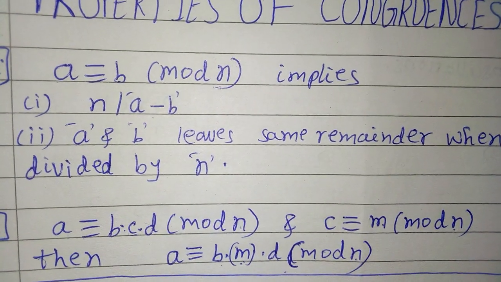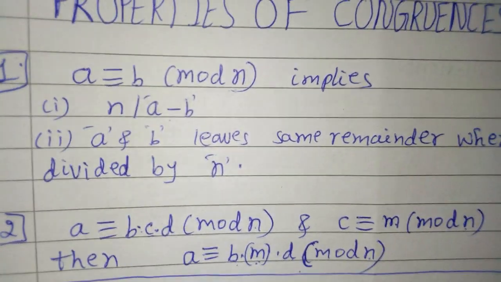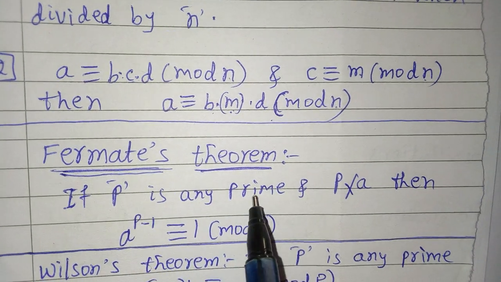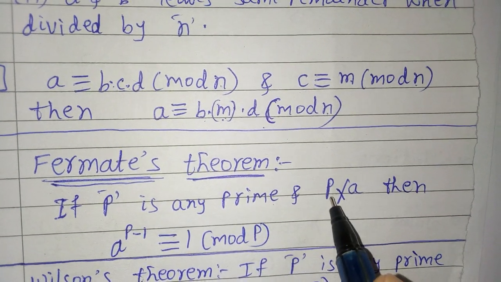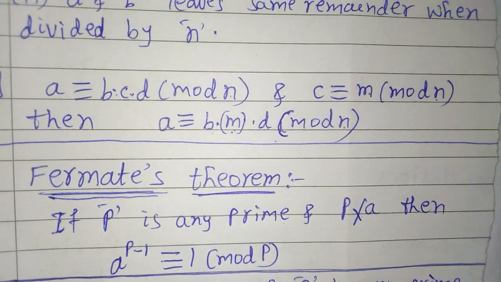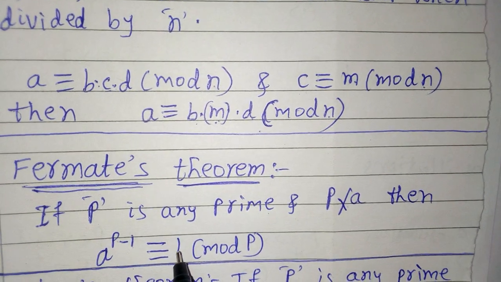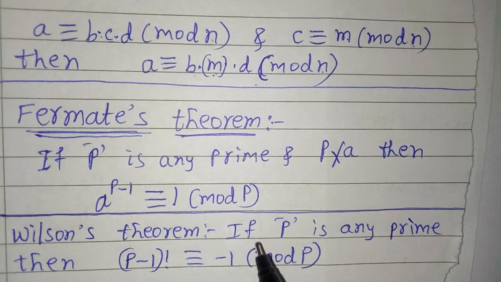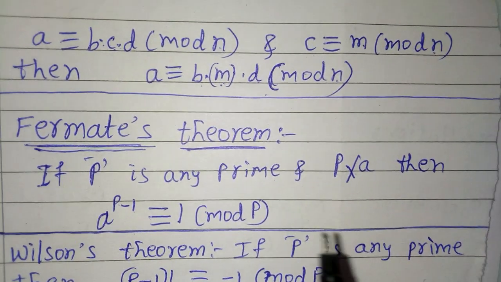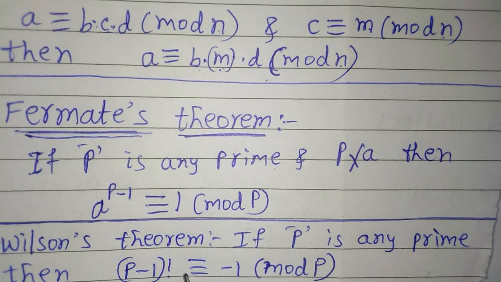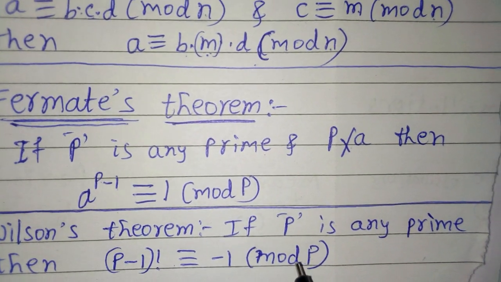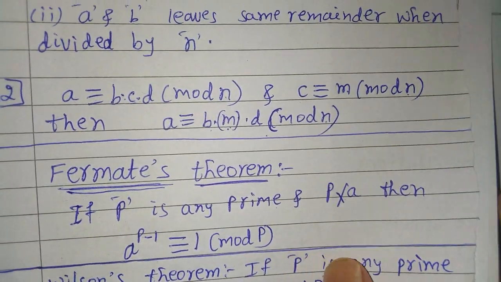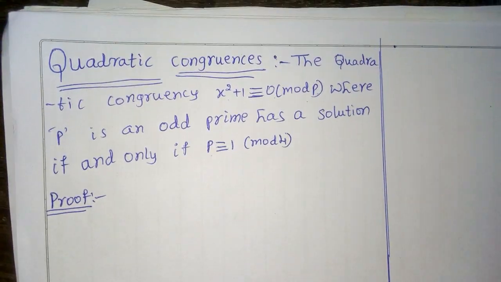Then we have to know Fermat's theorem and Wilson's theorem. What does Fermat's theorem say? If p is any prime and p does not divide a, then a raised to p minus 1 is congruent to 1 mod p. Wilson's theorem says that if p is any prime, then (p minus 1) factorial is congruent to minus 1 mod p. Now we have to prove the quadratic congruence.